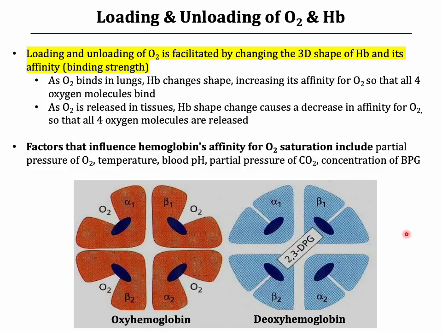So if there's any change in partial pressure of oxygen or CO2, temperature, blood pH, and then a molecule called BPG, that can really affect the loading and unloading. But what this image down below illustrates is that when oxygen is bound, oxyhemoglobin versus deoxyhemoglobin, there is a distinct change in the shape and structure of the molecule. And it just really assists with the pickup and the drop off at different parts of the body.